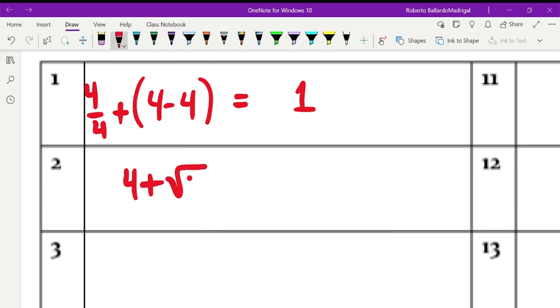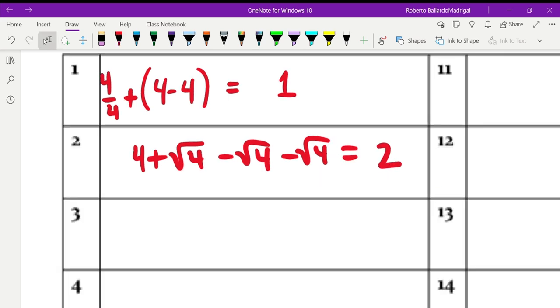So 4 plus root 4 minus root 4 minus root 4. Okay, just for reference, anytime you have a square root of 4, what is the square root of 4 going to equal? 2. So we're saying here 4 plus 2 minus 2 minus 2, where 4 plus 2 is 6, 6 minus 2 is 4, 4 minus 2 is 2.